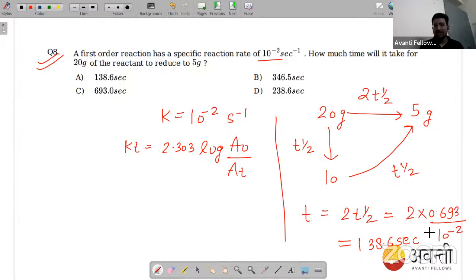138.6 seconds, we will get the answer. Answer is option A. I hope this question is clear to all of you. It is a very simple approach to attempt first order reaction questions. Anyone, any question? Any doubt in this type of question? I think it is clear to all of you?